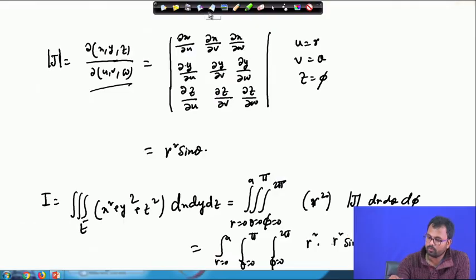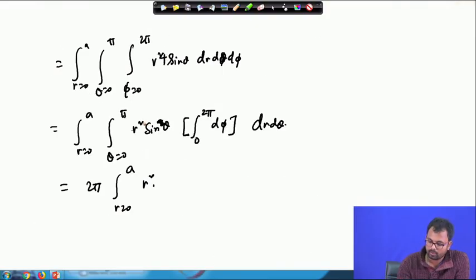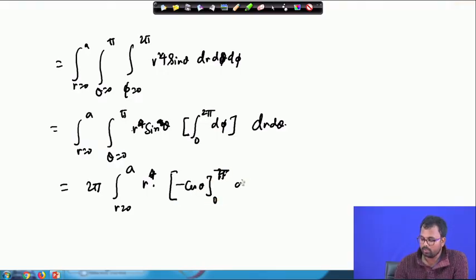So, sorry, we will have r to the power 4, right? Yes. So, r to the power 4, and when we integrate with respect to theta, then this will be minus of cos theta, where theta will vary from 0 to pi, d theta dr. When theta is pi, cos pi is minus 1, so this will be plus 1, and cos 0 is 1, and then minus plus.